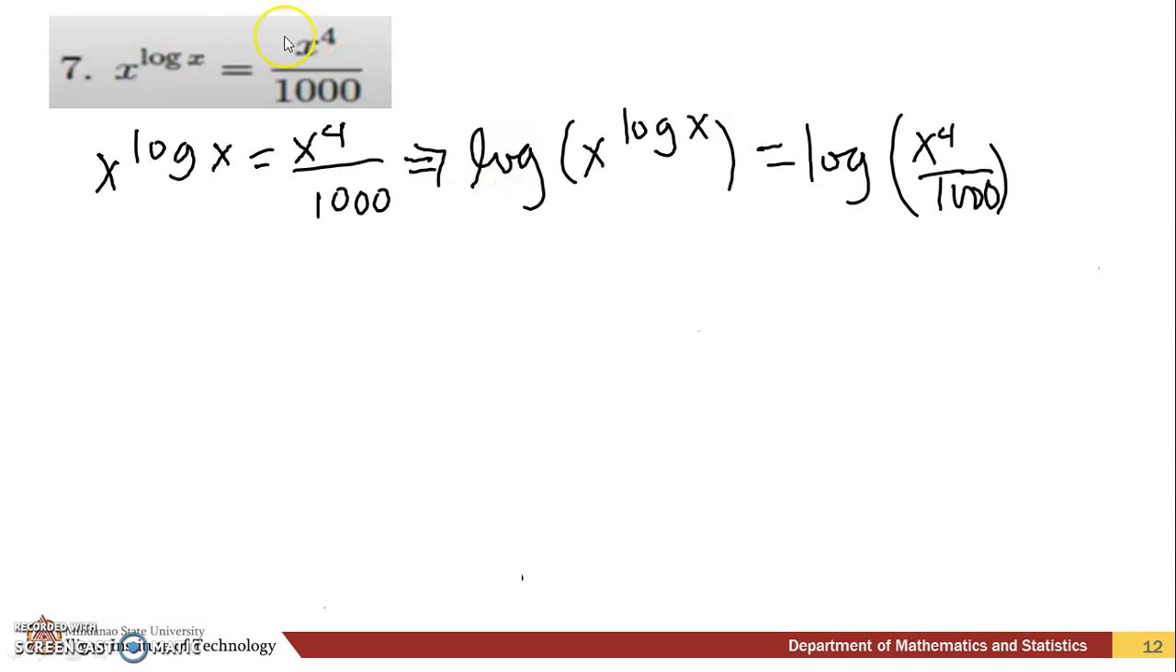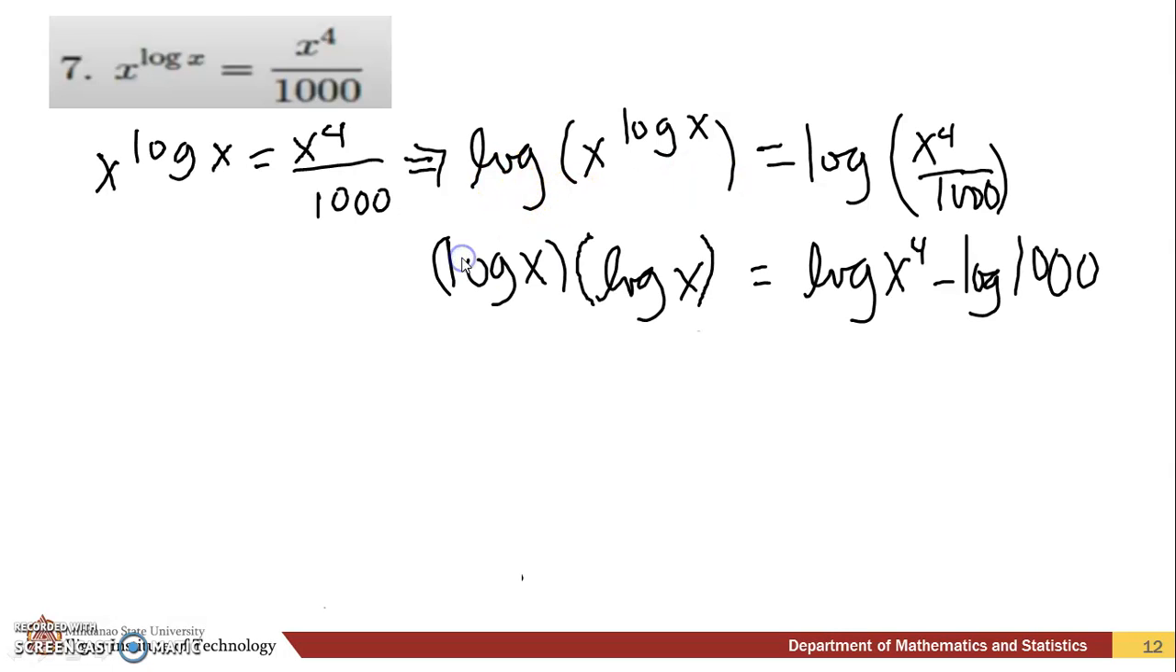So we have here, if we take the logarithm, the logarithm of x raised to log x equals the logarithm of x to the 4th all over 1000. We can simplify this further as the logarithm of x times the logarithm of x. But because this is a division, the property of logarithm can be rewritten as log x to the 4th minus log of 1000.